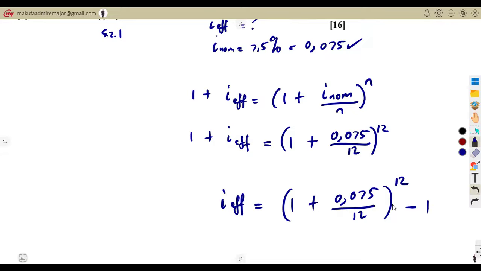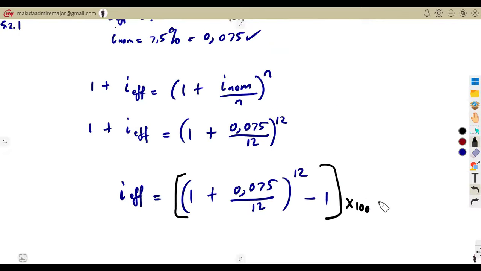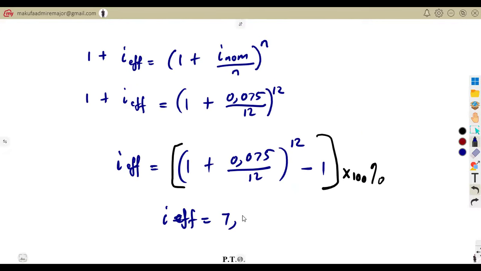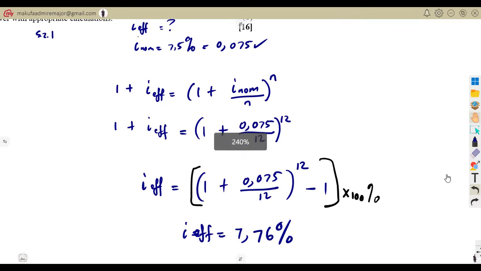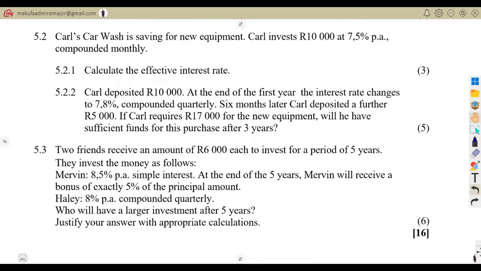So you're going to simplify this, and whatever you obtain from this, you must multiply it by 100% because that is the i effective. It was actually going to be 0.0776 and so on. So it was going to be 7.76 percent. Right? So these are your basics, guys, so that's your basic marks for that.